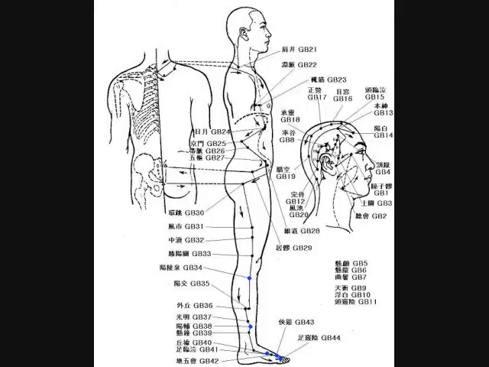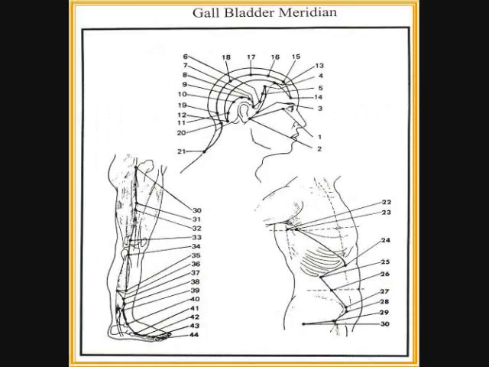GB21, midway between Do14 and the acromion, at the highest point of the shoulder. GB22, on the mid-axillary line when the arm is raised, 3 Tsun below the axilla. GB23, 1 Tsun anterior to GB22, approximately at the level with the nipple.